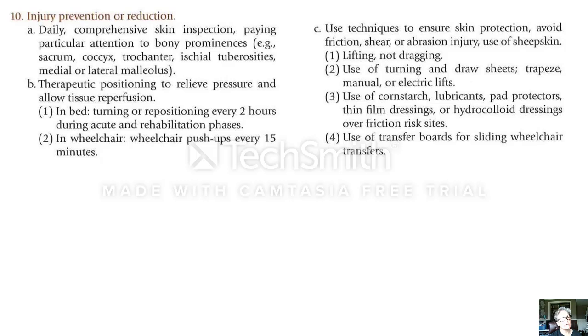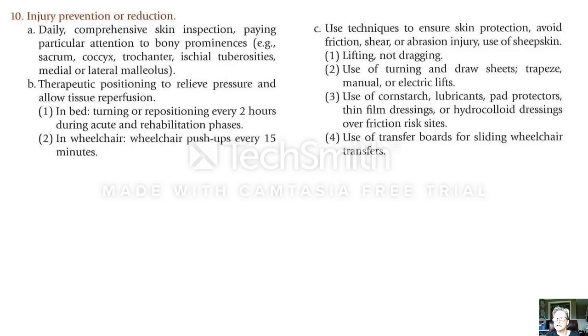Injury prevention or reduction. Daily comprehensive skin inspection, paying particular attention to bony prominences such as the sacrum, coccyx, trochanter, ischial tuberosities, medial and lateral malleolus. Therapeutic positioning to relieve pressure and allow tissue reperfusion. In bed, turning or repositioning every 2 hours during acute and rehabilitation phases. In wheelchair, push-ups every 15 minutes.